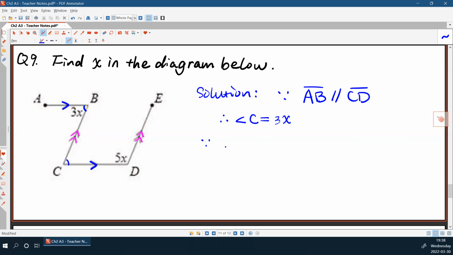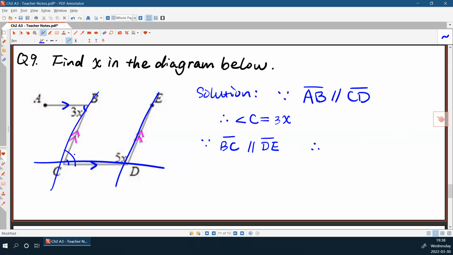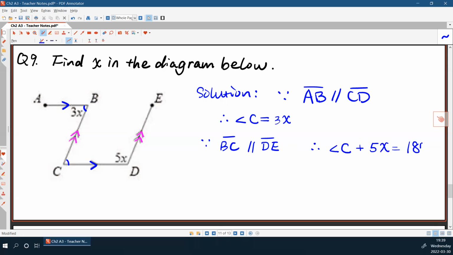Therefore, let's see the other pair of parallel lines. Segment BC is parallel to segment DE. Therefore, if you consider these two lines that are parallel, then this line is a transversal line. You see that? That means this angle here and this angle here are same side interior angles, right? Parallel lines indicate that same side interior angles should be supplementary. Therefore, if we have BC parallel to DE, then angle C plus angle CDE, that means 5x, should equal 180 degrees, right? You follow me? Okay, then let's call this 1 and let's call this 2.